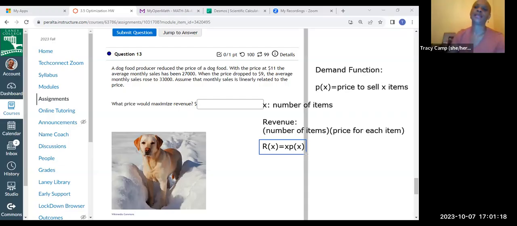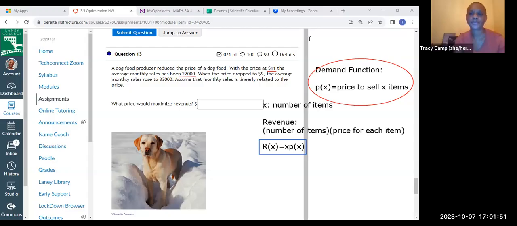And in order to do that, first, we need to find our demand function, because as you see, the revenue includes the demand function in it. So we're going to first focus on finding the demand function. And we'll do that by using the information that we're given here, that when the price is $11, we're selling 27,000 bags of dog food.